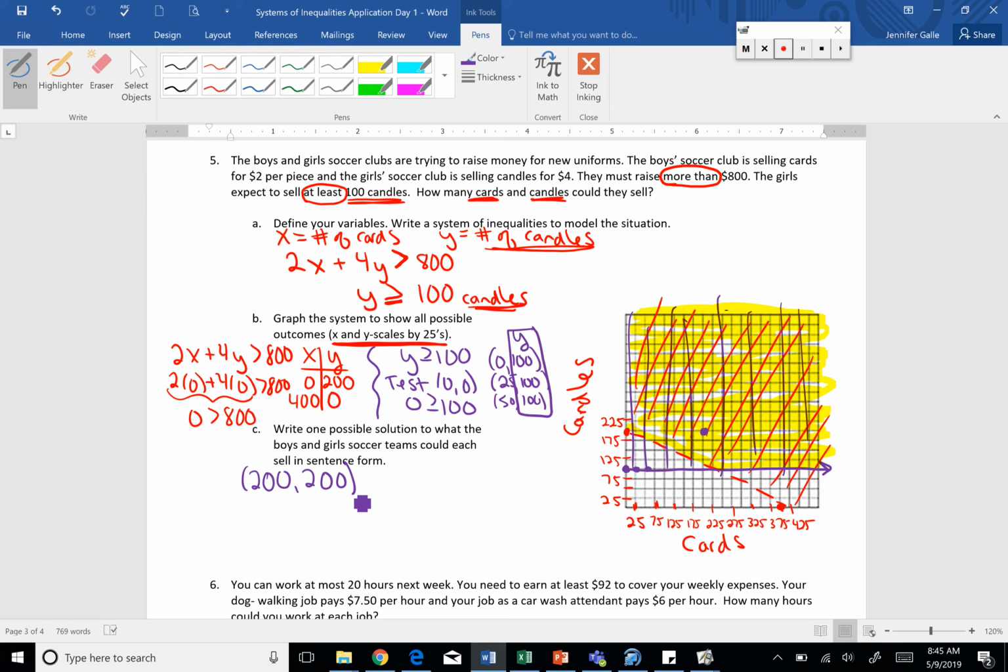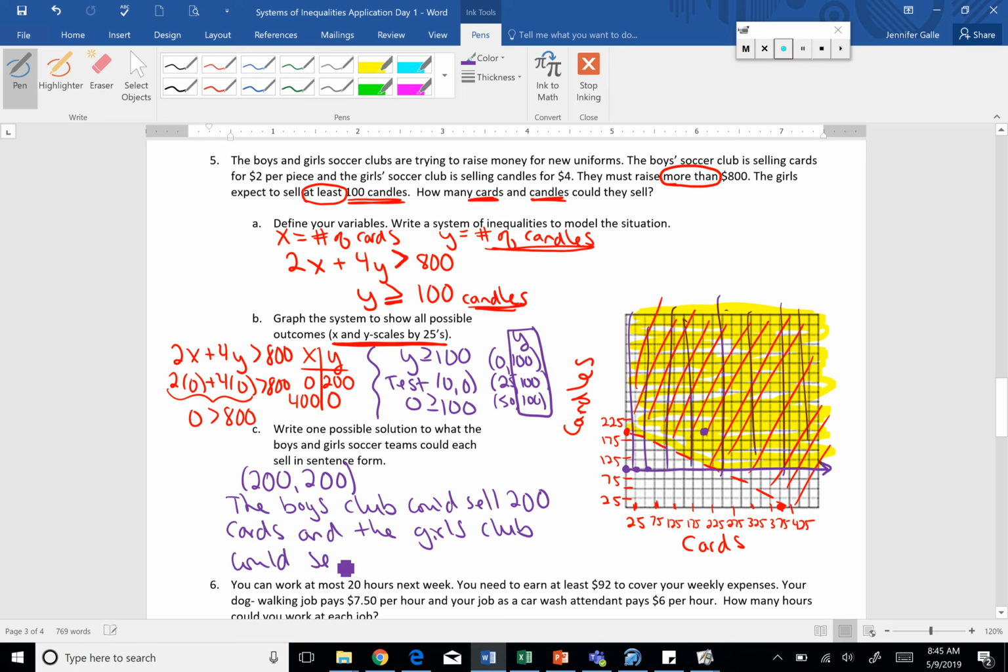So when we go to write this, we want to say the boys club could sell 200 cards, and the girls club could sell 200 candles.